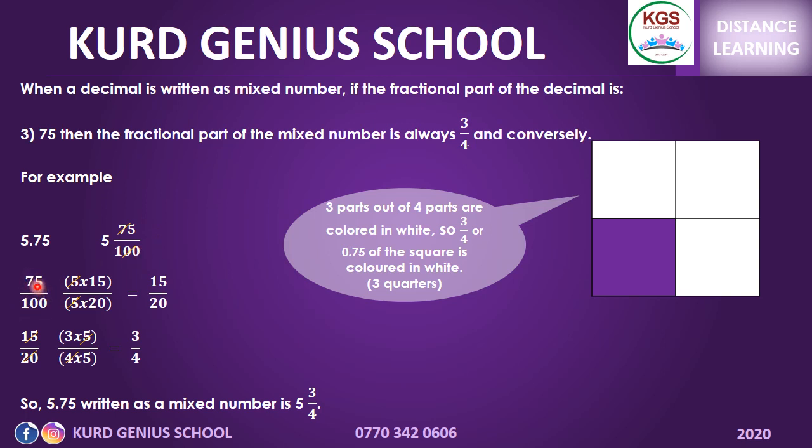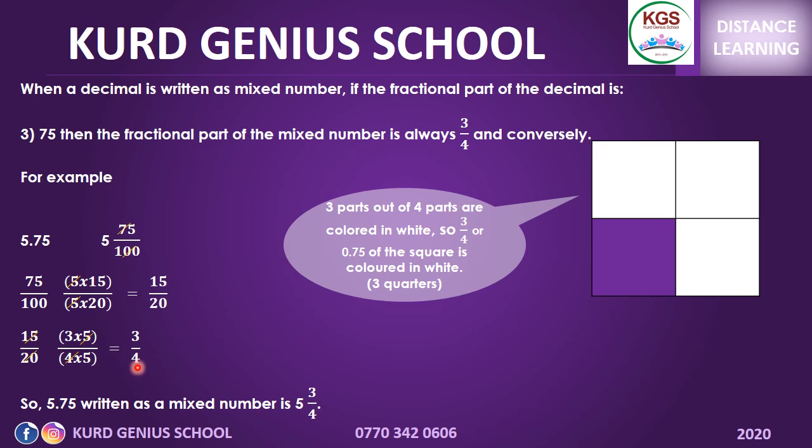75/100. Factors of 75 are 5 and 15. 5 times 15 is 75. You can do it by division. We have done this before. And what about 100? 5 times 20 is 100. So these two 5s cancel one another, in the numerator and the denominator of the fraction as well. So only 15 and 20 are left for the fraction. Again, we have to simplify this fraction. 3 times 5 is 15, 4 times 5 is 20. So the 5s cancel one another again, and we will get 3/4 as the fraction in its simplest form.